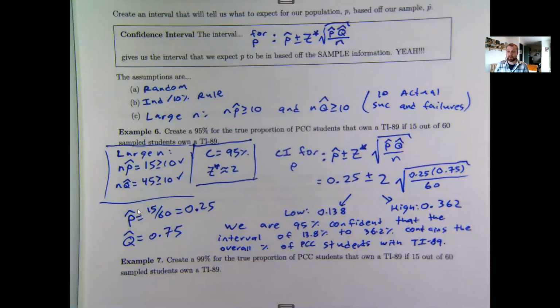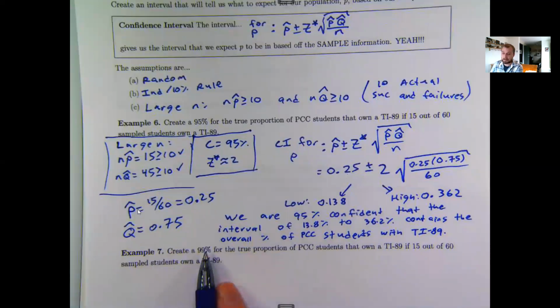So if you ask me, do I think it's likely or not likely that the majority of students have a TI-89? I would say, well, I don't think that's likely at all. I'm anticipating, I'm 95% sure, I could be wrong, but I'm 95% sure that I should get something between 13.8 and 36.2. Now, let's say you want to be even more confident.